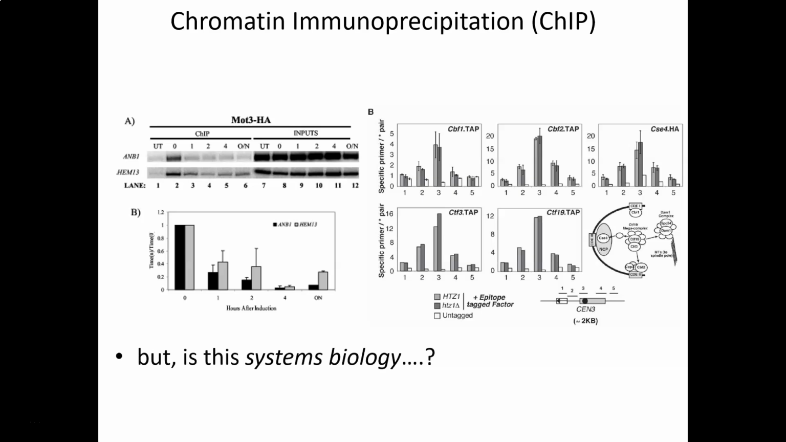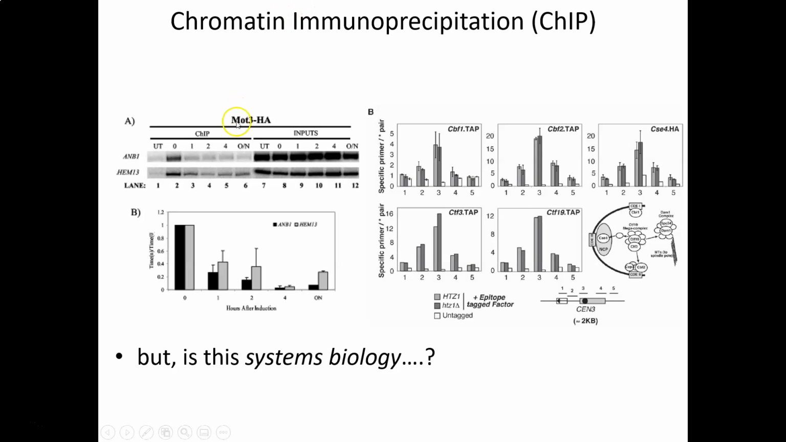Now the question is, is this systems biology? If systems biology is looking across the entire genome, if systems biology includes looking at what happens at all genes, at all DNA sequences, and taking this snapshot of a living cell all at once, did we do that here? And the answer is no. As powerful as chromatin immunoprecipitation is, it still only allows us to look at one gene at a time. Now, it's true, we can interrogate immunoprecipitated chromatin for whatever sequences we want, but we have to use specific PCR primers to do that.